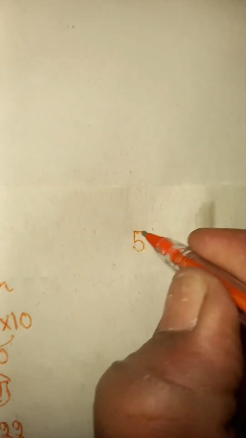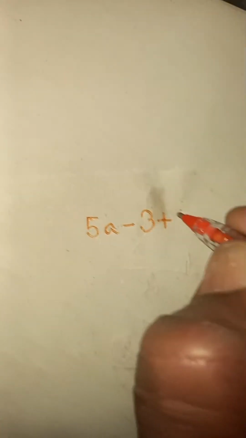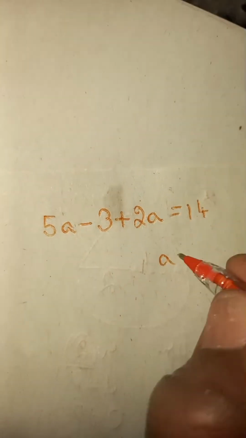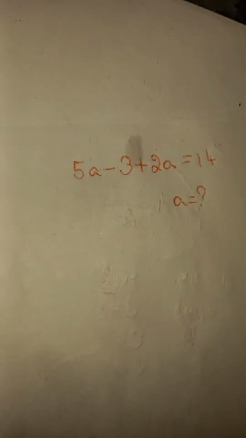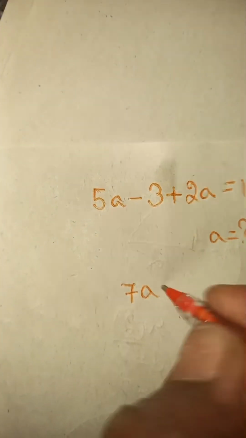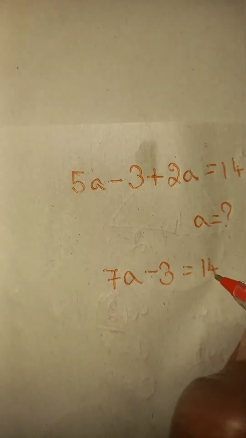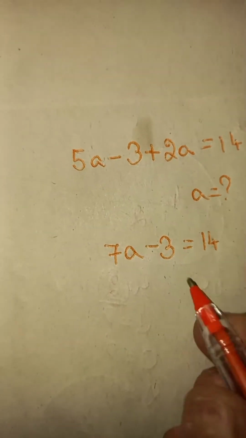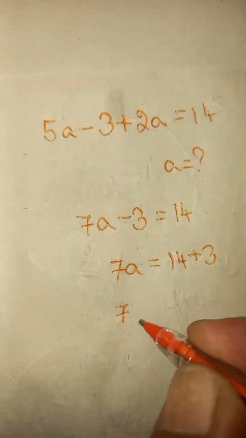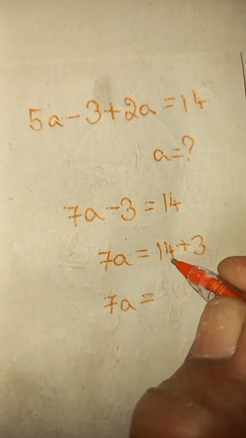Let's start by taking some algebraic problems. Here they are giving 5a minus 3 plus 2a equal to 14. You need to find the value of a. You can write 5a plus 2a becomes 7a. 7a minus 3 equal to 14. If you send minus 3 to that side, it becomes plus 3. So 7a equals 14 plus 3, which is 17.